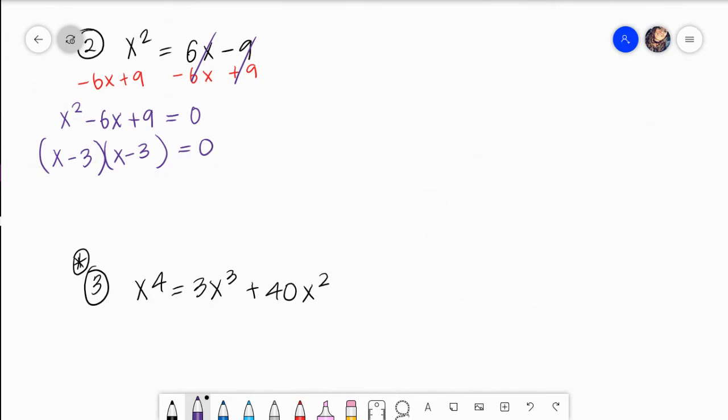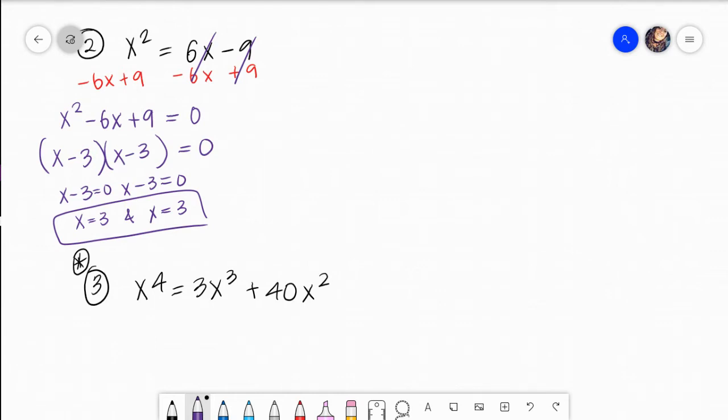When you have factors set equal to 0, you just go ahead and set each factor equal to 0. Solving this one, I would move and it would become a +3, correct? Same thing right here, I'd get a +3. Do y'all notice how those are the exact same value? So I'm literally just saying x equals 3.